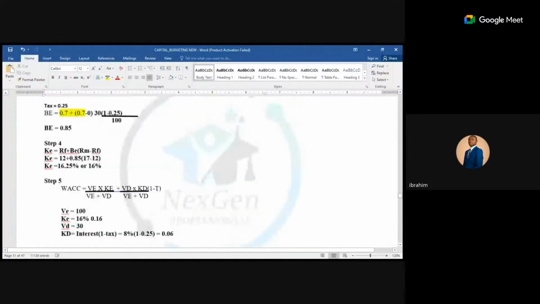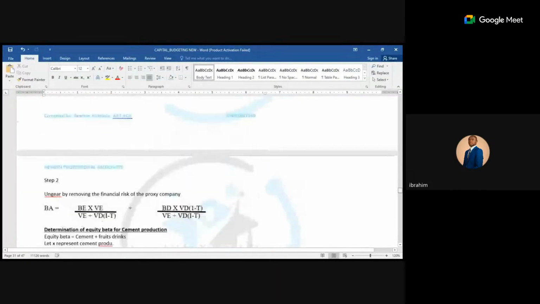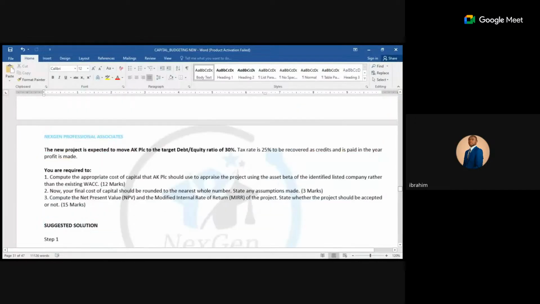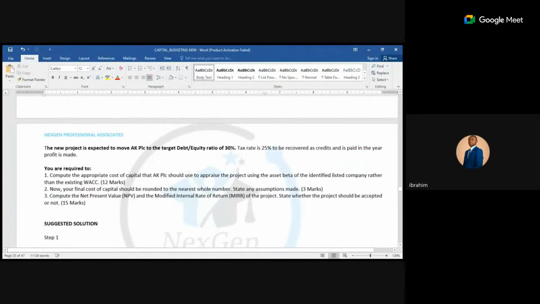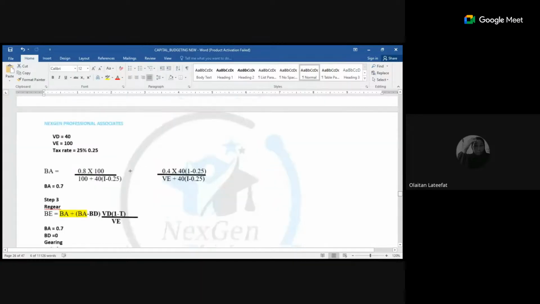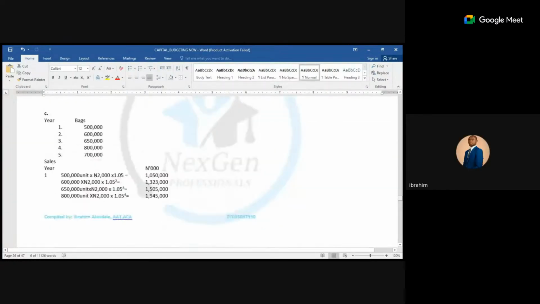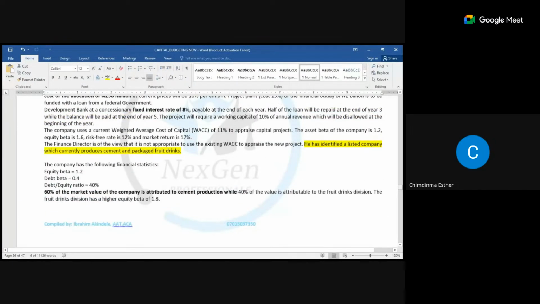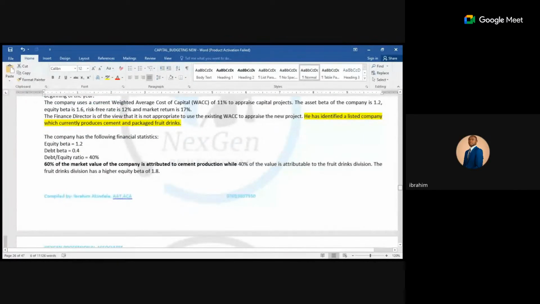After the incremental fees costs, we have the working capital, right? Now, don't forget, what did they say we should discount? Compute the NPV and the modified internal rate of return. State whether the project should be accepted or not, right? So what are you going to use to discount the project, class? The one we calculated. 40%. Okay, thank you. That makes sense.